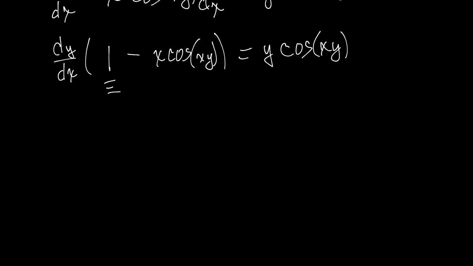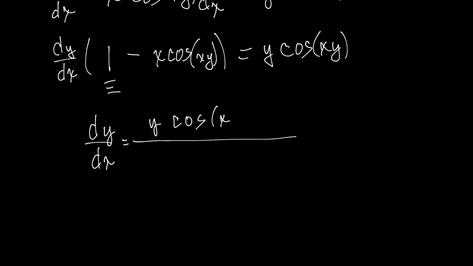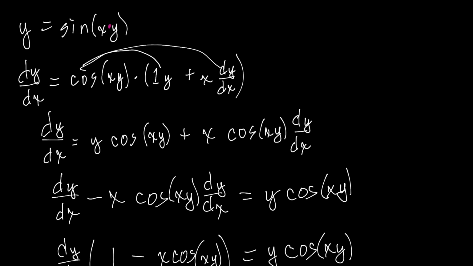Now we can solve this, looks like, for dy/dx. There we go. So y times the cosine of xy divided by 1 minus x times the cosine of xy. So now I have a derivative in this, which will kick out a slope of a tangent line to the original function.